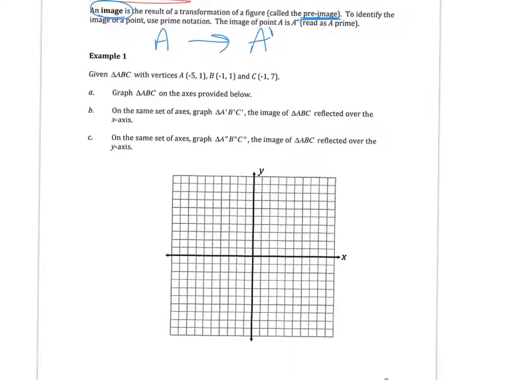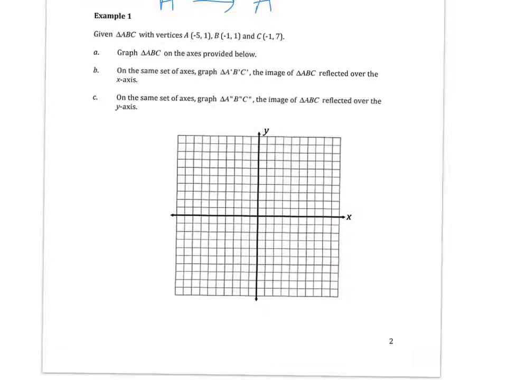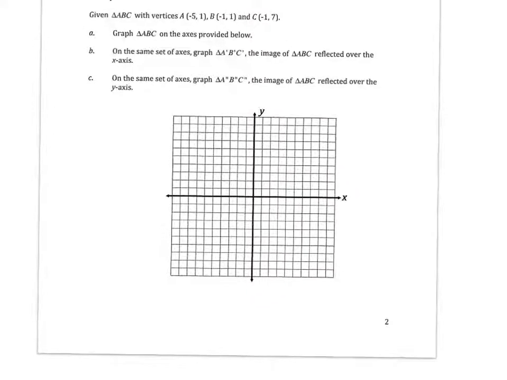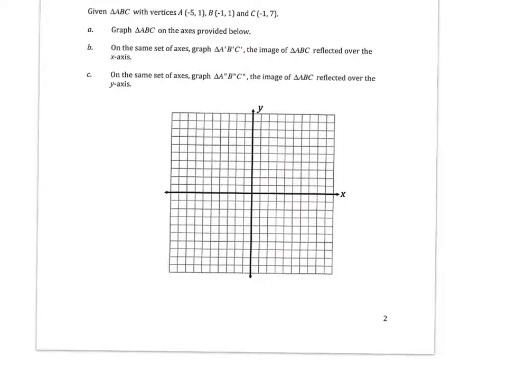Now, in this case, it's talking about graphing this triangle on the axis provided, and then reflecting over the x-axis, and then reflecting over the y-axis. So we're going to do them one at a time. The most important part about this, though, is that we label our triangle on the bottom. I'm going to write A, coordinate (-5, 1). B is (-1, 1). And C is (-1, 7).